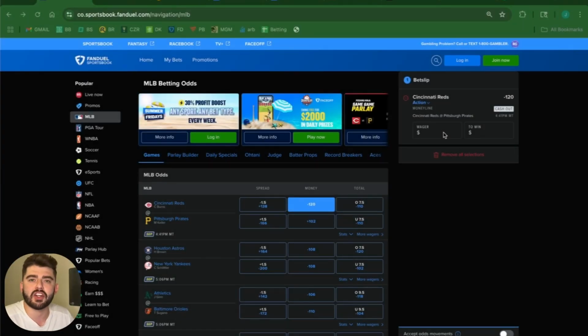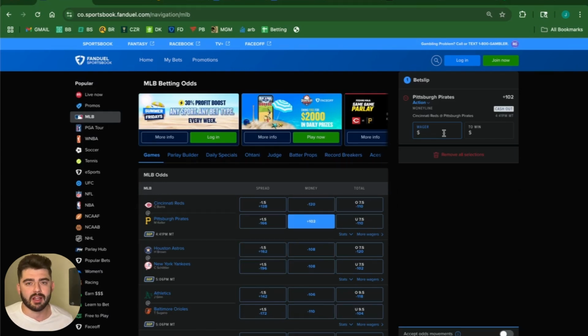All right, let's talk about some key terms when you're arbitrage betting. Let's start with stake and hedge. Stake is how much you're placing on one side of the arb. For example, the Cincinnati Reds game, you could be staking $1,000 on this side of the arb. Hedge is placing a second bet on the opposite side. This is to reduce risk and lock in profit.